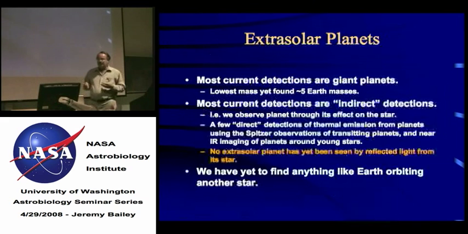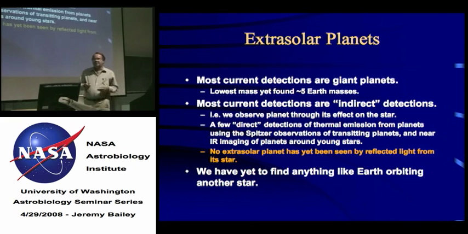Most of these current detections are giant planets. Most of them have masses of hundreds of Earth masses or more, comparable to Jupiter and Saturn in our own solar system. There are a few lower mass planets found. The lowest so far found are down to about 5 Earth masses, and these planets are sometimes called super Earths. They could be large terrestrial planets rather than gas giant planets.